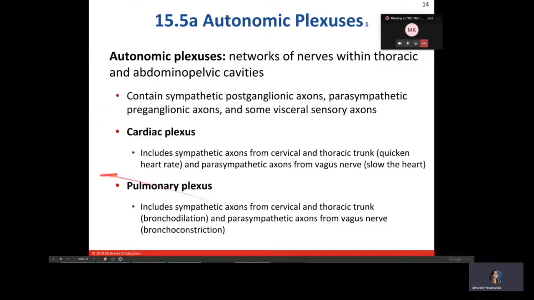And so the cardiac plexus includes sympathetic axons from the cervical and thoracic trunk that quickens the heart rate, as well as parasympathetic axons from the vagus nerve that slows the heart rate. Right, so they work in opposition to each other.